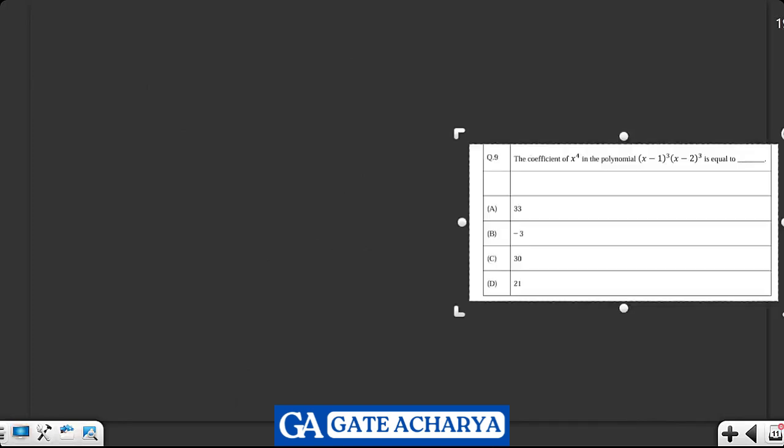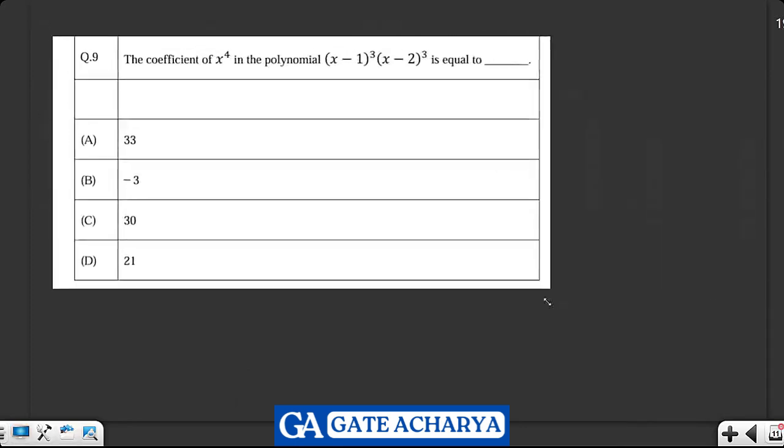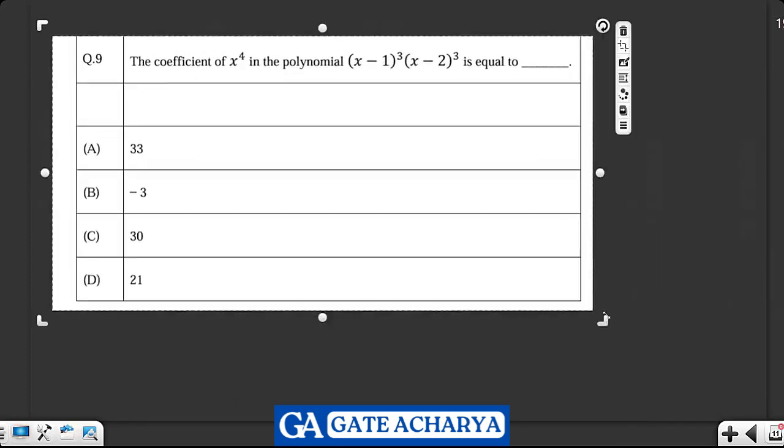Now this is something coming from maths. The question they are saying is: the coefficient of x raised to 4 in the polynomial (x minus 1) the whole cube into (x minus 2) the whole cube. Now guys, there is a way of handling this as a multinomial, but I don't prefer that idea. I'm going to do it in a regular way. Okay, so let's deal with this.